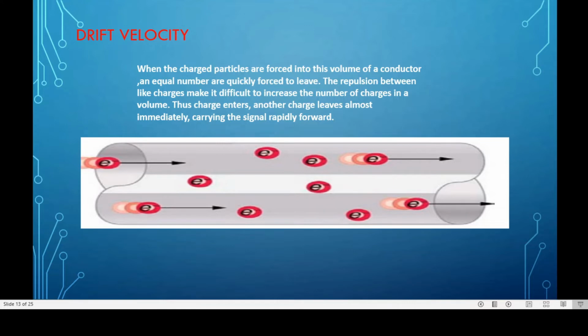Look at this diagram. When the charged particles are forced into this volume of conductor, an equal number are quickly forced to leave. The repulsion between like charges makes it difficult to increase the number of charges in a volume. The charges enter and the charges leave almost immediately, carrying the signal rapidly forward.